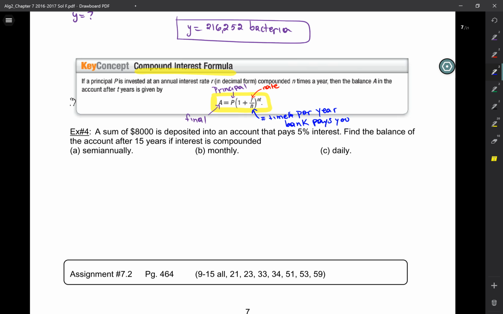1, right? What if the bank pays you monthly? What's n? Quarterly, what's n? 4. Right? So it's the number of times a year.